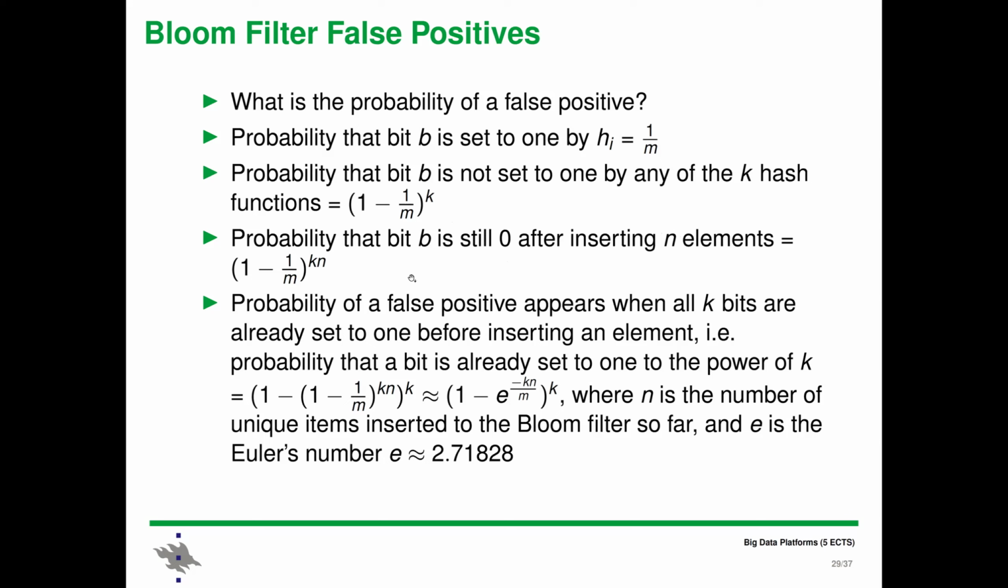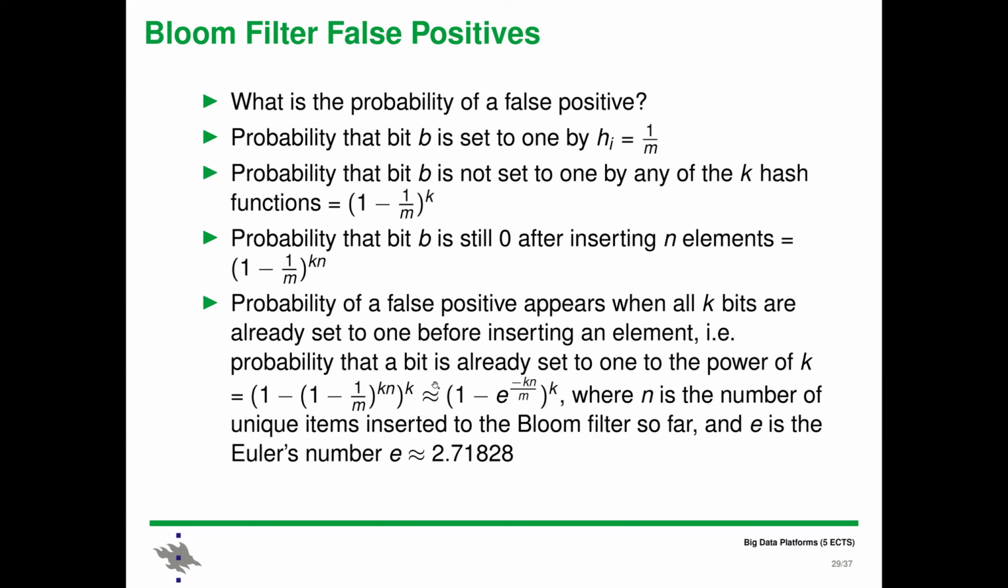And then you can compute a probability of a false positive, which appears when all the k bits are already set to 1 before inserting an element. Thus, the probability that a bit is already set to 1 ... to the power of k. So it is 1 minus this probability, and then that to the power of k. And you can use this formula now to compute the probability of false positives.